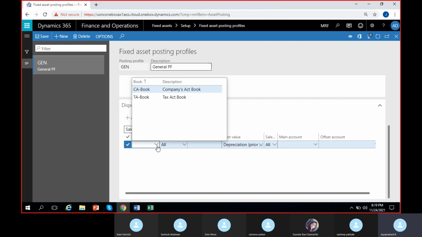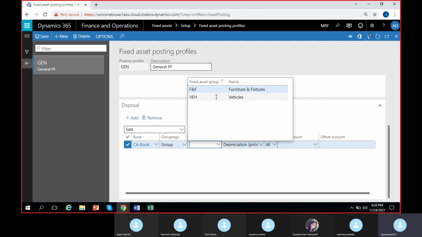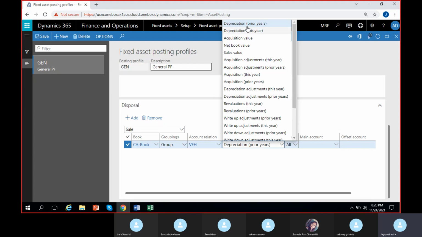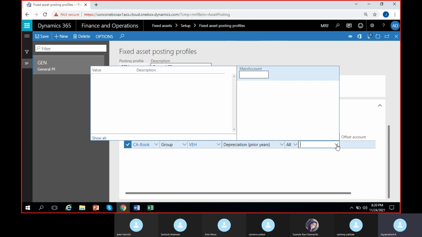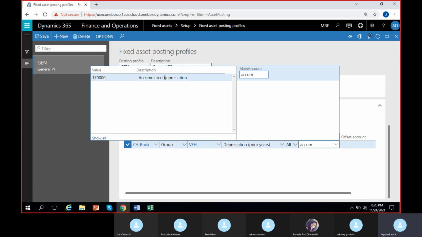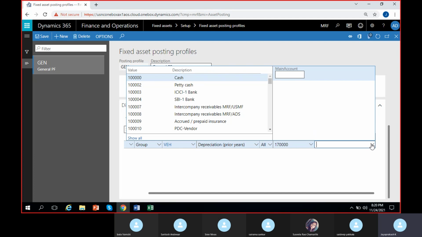So for that, we have to add something here. You can select the book, Companies Act book first. Which group you want? I will select the vehicles group. What do you want to reverse? I want to reverse the depreciation that is calculated in the previous years and the depreciation calculated in this year. First I'll select depreciation of previous years. In the main account, I'll select the accumulated depreciation account. In the offset account, I'll select the vehicles fixed asset account.